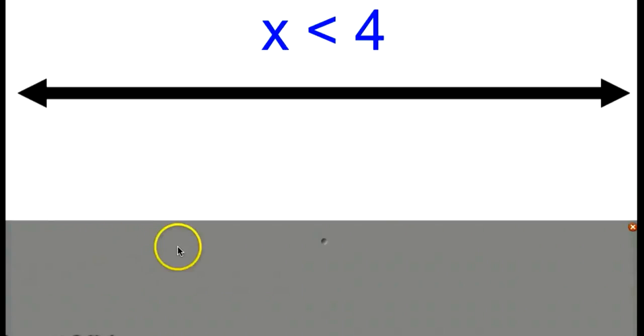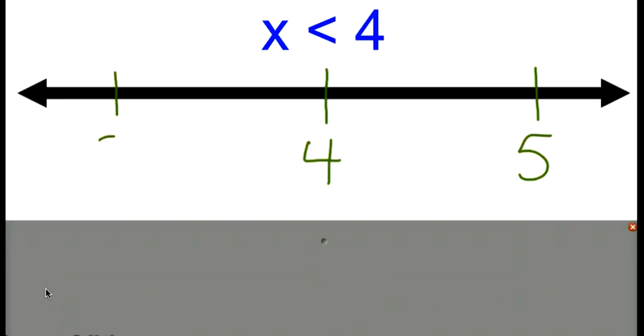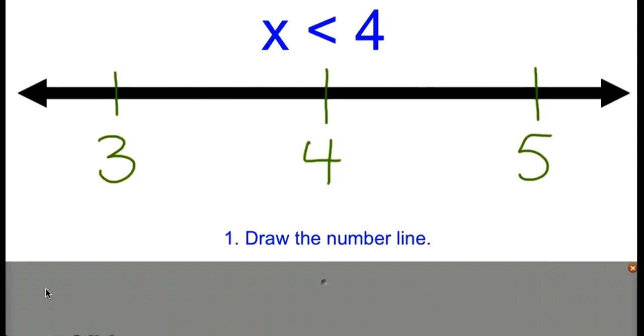The first one that we're going to do is x is less than 4. I have a number line. When we label our number line, we need to put 3 numbers on our number line. The middle one is the number that we see, so we have a 4. The one to the right is one larger than the number we see, and the number to the left is one smaller than the number that we see. So that was the first step that I've done, draw my number line.